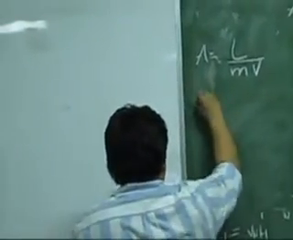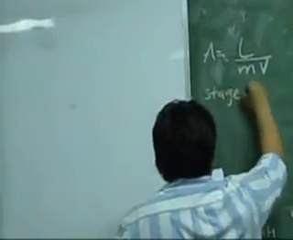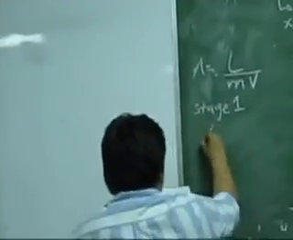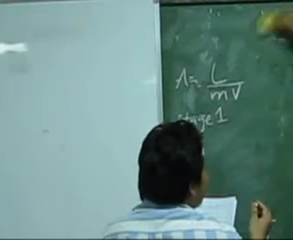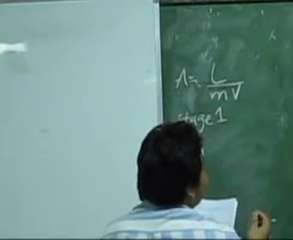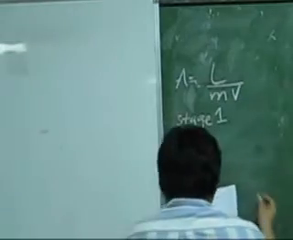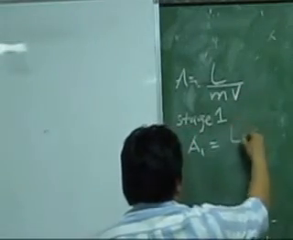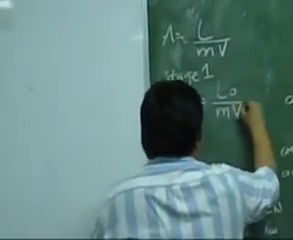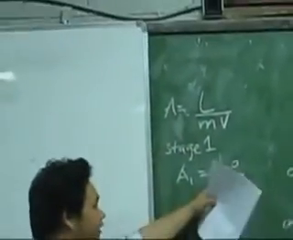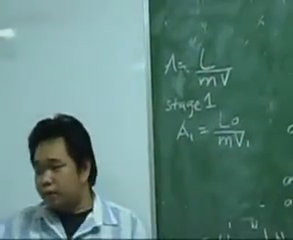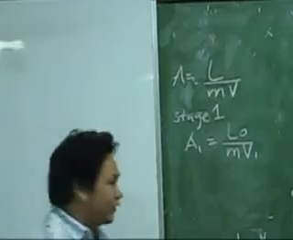So for stage 1, the value for A1 can be computed by this equation. L naught and B1 have already been given in the problem or derived by Mr. Serrano earlier.